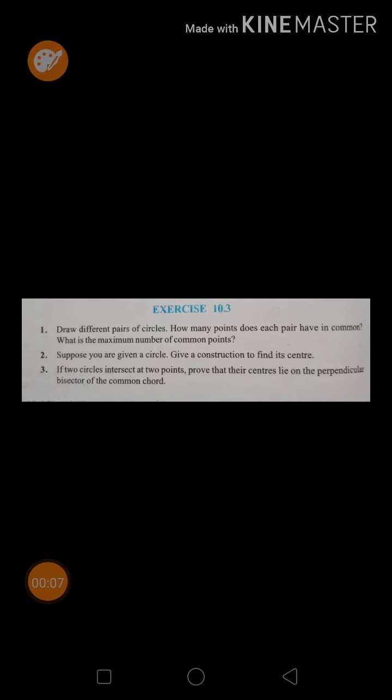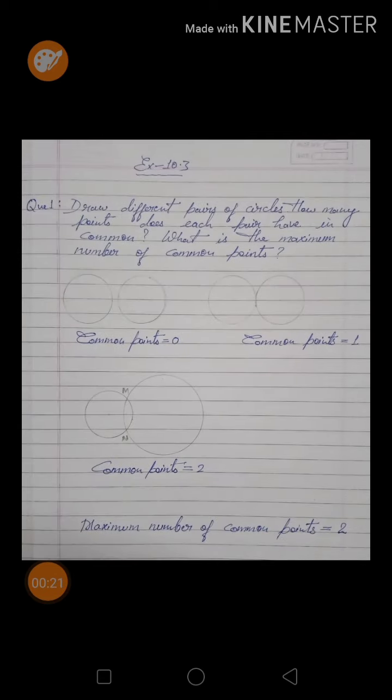The first question is: draw different pairs of circles. How many points does each pair have in common? What is the maximum number of common points? So firstly we are drawing different pairs of circles. We can see there can be only three cases.